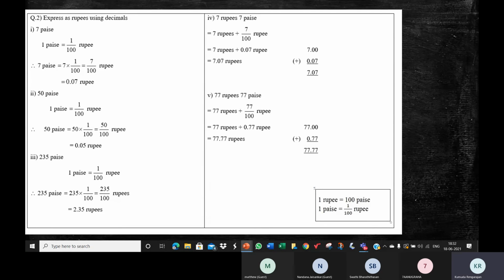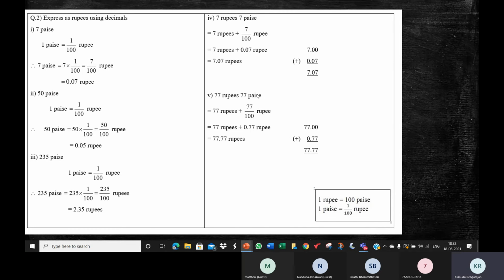1 paise is 1/100th of a rupee. This is used to convert paise to rupees. When do you use this one? When you want to convert paise to rupee. When you're converting rupee to paise, you should use this one: 1 rupee is 100 paise. See, when you're converting rupee to paise, you must use 1 rupee is 100 paise. When you're converting paise to rupees, then 1 paise is 1/100th of a rupee.